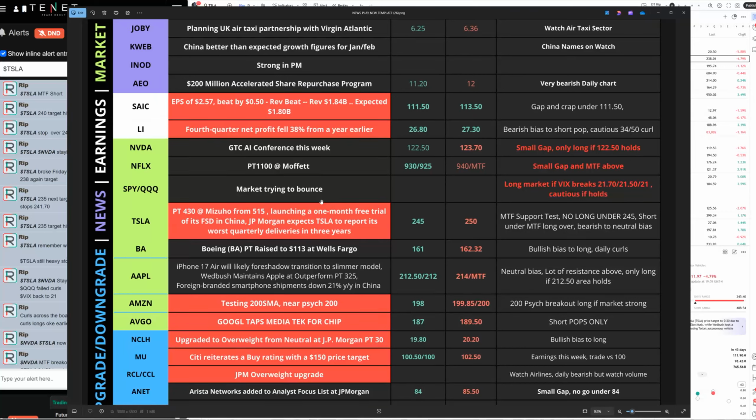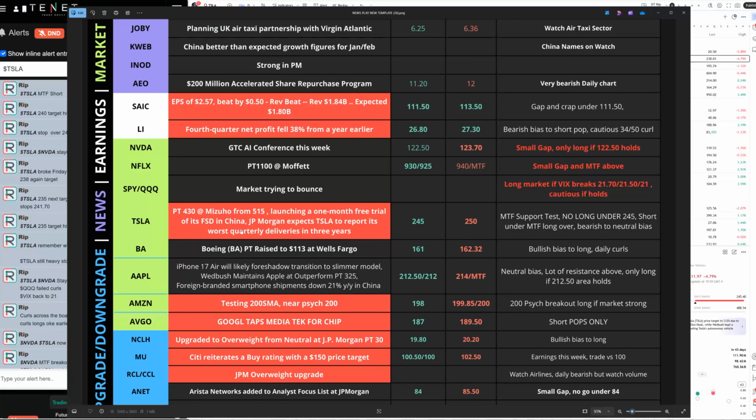The plan on Tesla was pretty simple. There was a bunch of news. Mizuho decreased the PT. JP Morgan said the quarterly deliveries will be bad. They were launching some free trial on FSD. Support was 245. So I said, everyone, do not go long under 245, short under MTF, long over it, bearish to neutral bias.